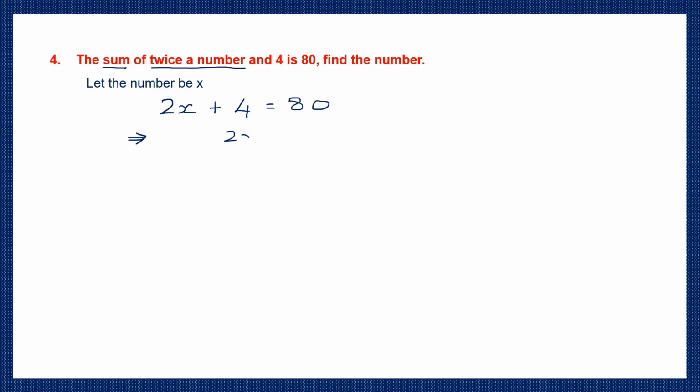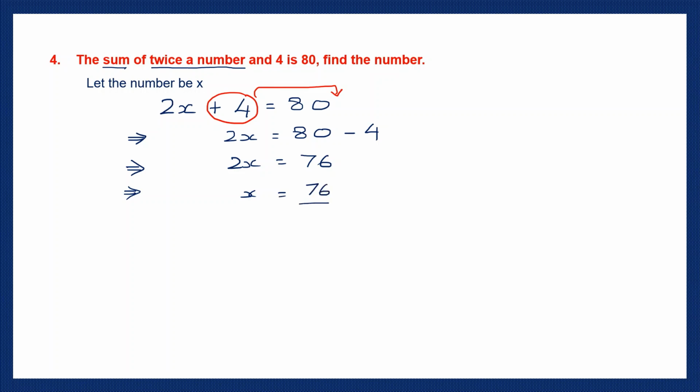So to find x, first we say 2x equals 80 minus 4, because we have transposed plus 4 from the left hand side to the right hand side, it's become minus 4. So 2x is equal to 80 minus 4 is 76. So now we can find the value of x. x will be 76 divided by 2. Division, because this is multiplication here, and when you transpose it to the other side, it becomes division.